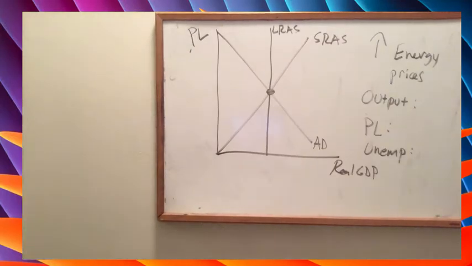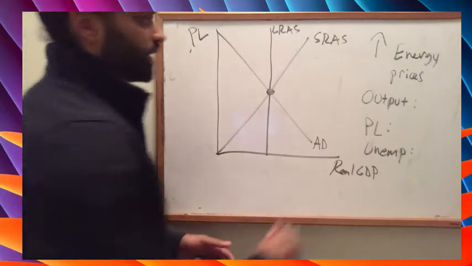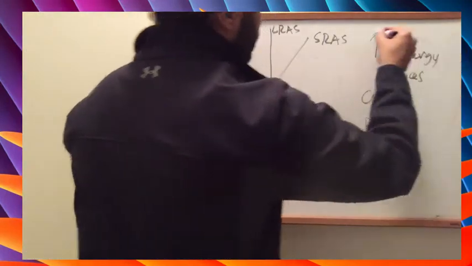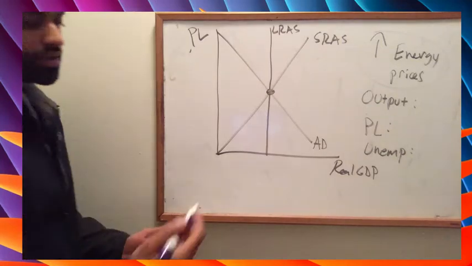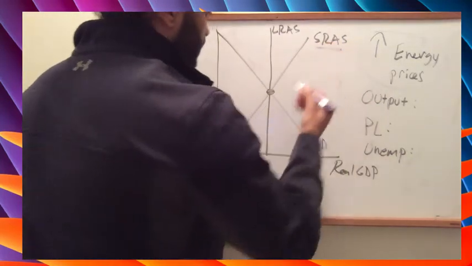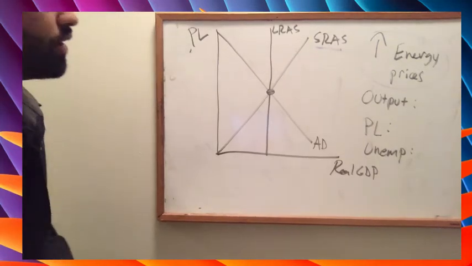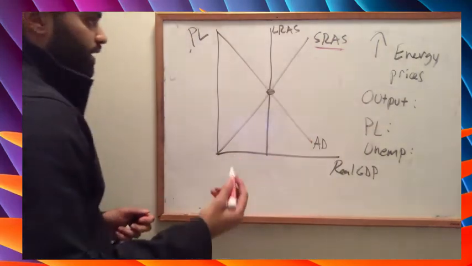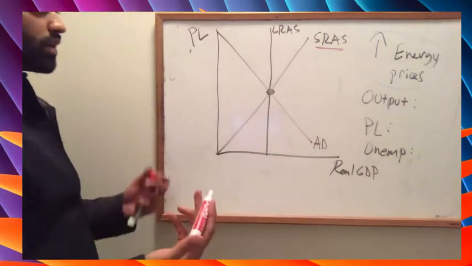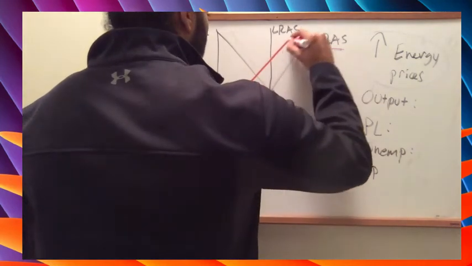All right, so now, again, starting at long run equilibrium. Our event now is there's an increase in energy prices. So if there's an increase in energy prices, we know this affects our short run aggregate supply curve. If we increase our energy prices, that means we're going to produce less. So our short run aggregate supply curve is going to shift to the left.